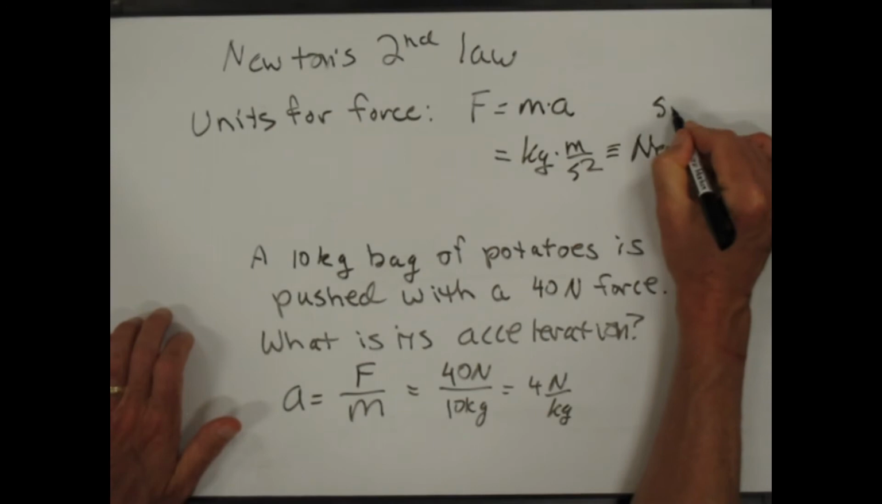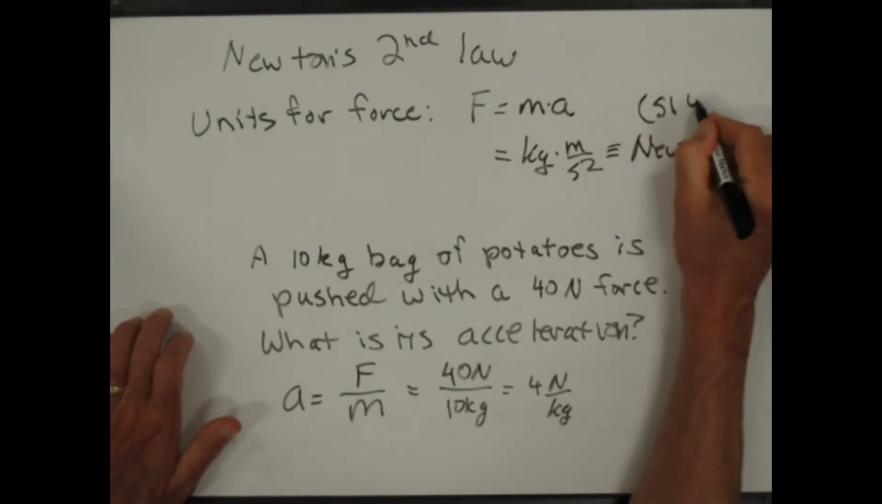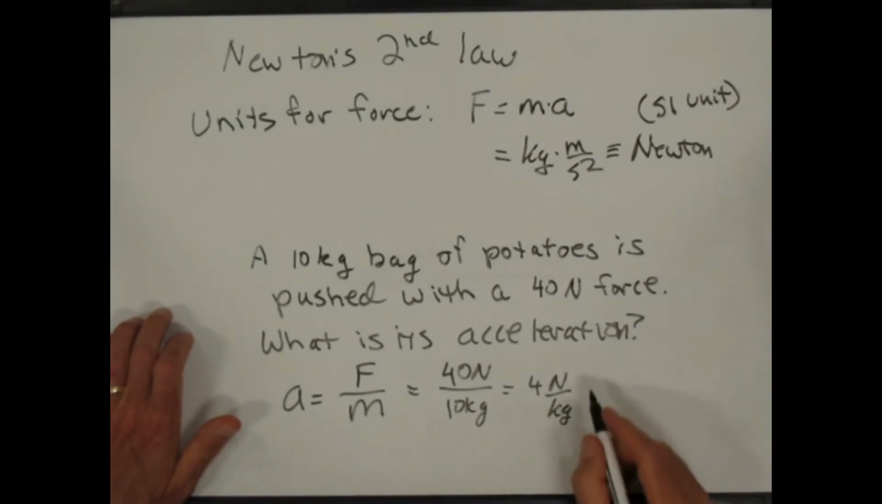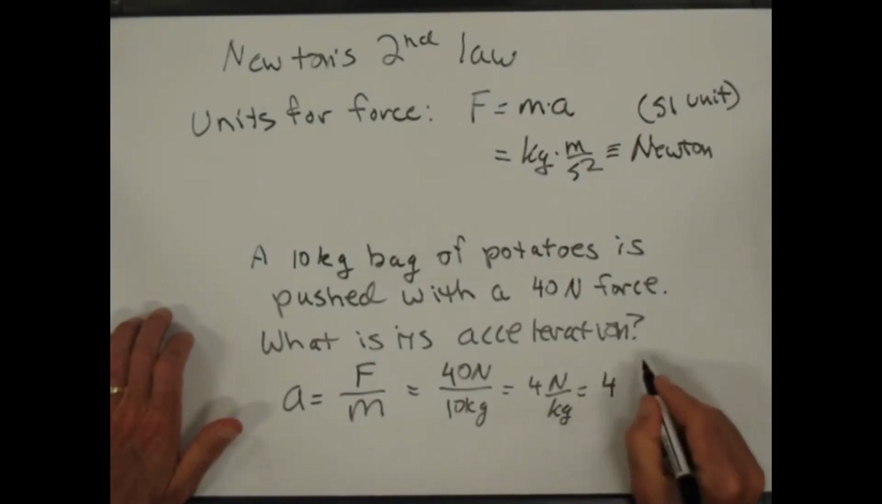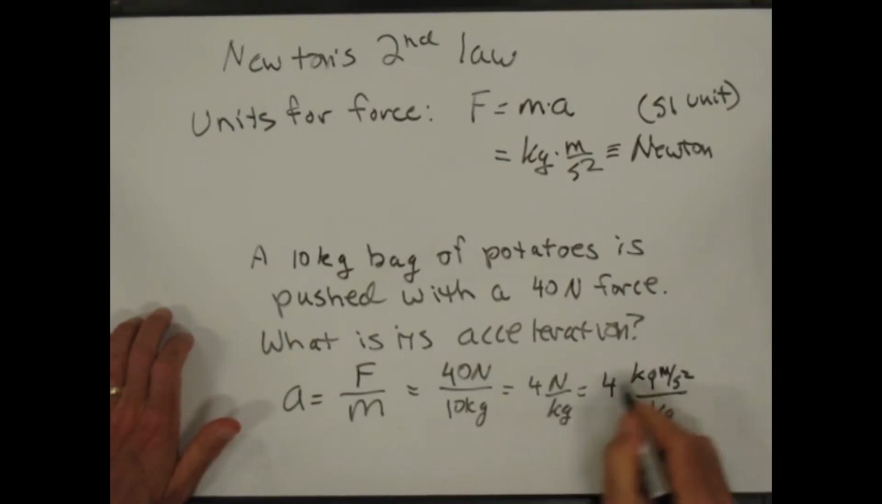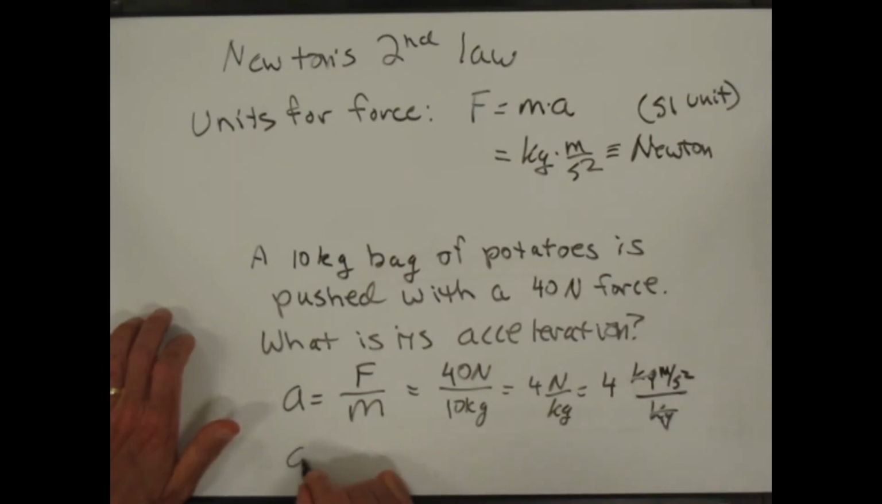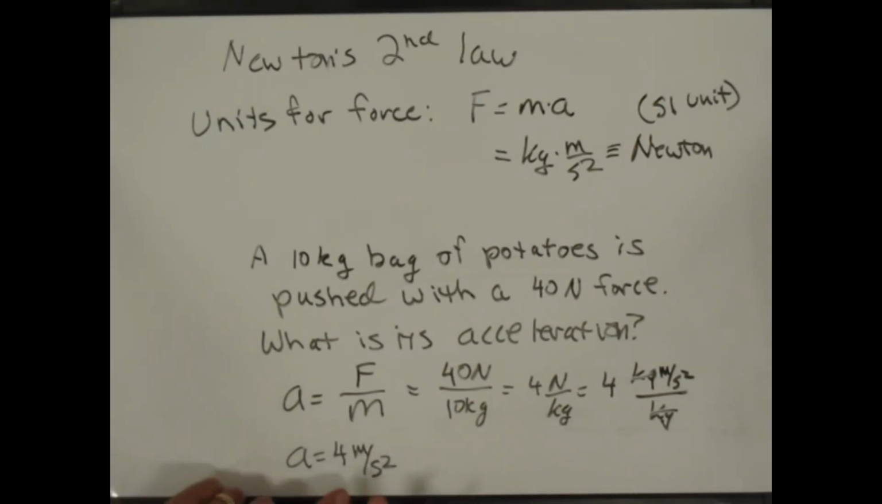And so the SI unit for force is a Newton. And so that's 4 kilogram meters per second squared over kilograms, because a Newton is a kilogram meter per second squared. The kilograms cancel, and I get the acceleration is 4 meters per second squared. And that makes me happy because the unit comes out to an acceleration. Meters per second squared is an acceleration.